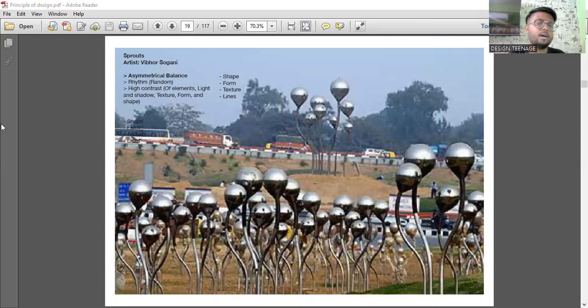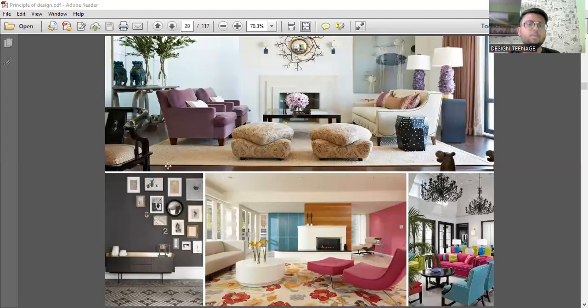Okay, this is again another structure which is present, the best example of asymmetrical balance. The sprouts, made by Vibhor Sangoni. Okay, now here are the examples of what I was talking about.